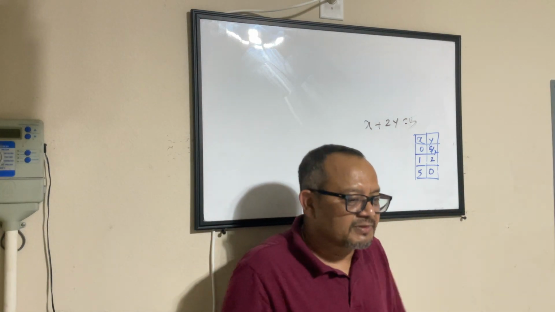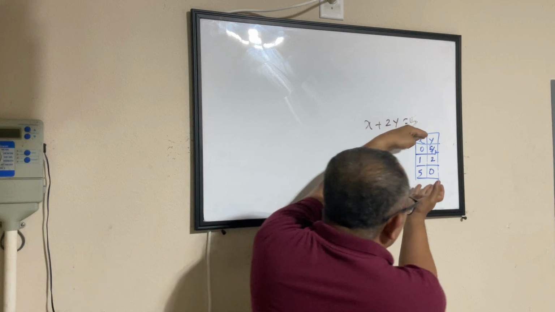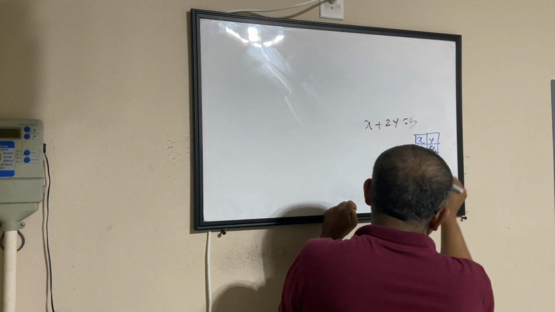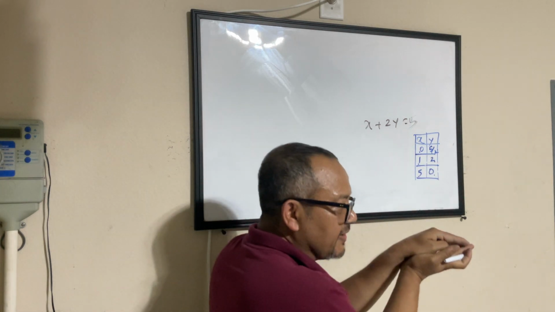So, we got some values, okay? I could have wasted more time explaining this, but I am not doing that on purpose. So, we took 3 values. When x is 0, y is 5 by 2. When x is 1, y is 2. When y is 0, x is 5. So, we got 3 combinations of x and y values.